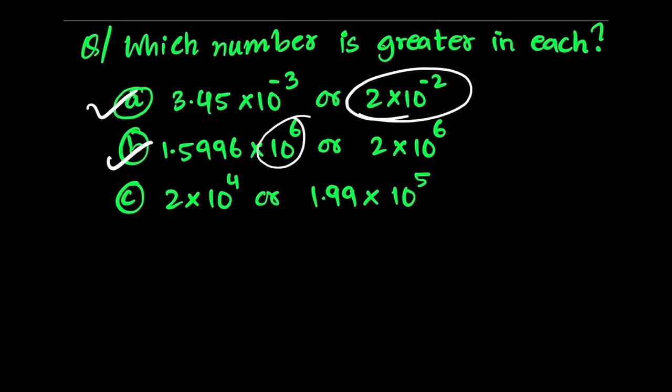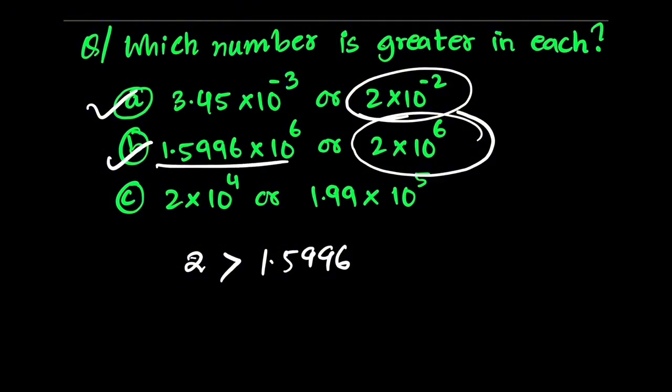Which one is greater in this case? Look at the power of 10. 10 raised to 6 and 10 raised to 6. Since the power of 10 is equal, now look at this multiplier. Which one is greater? 1.5996 or 2? Since 2 is greater than 1.5996, therefore this number is greater than this one.